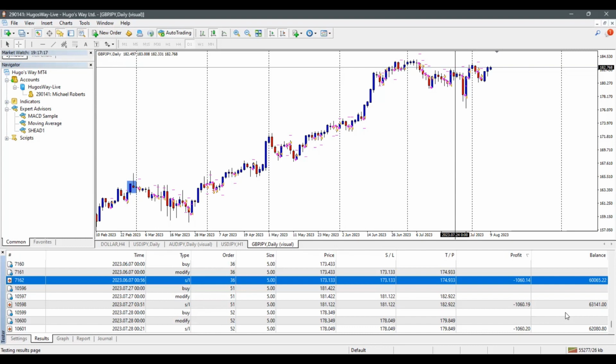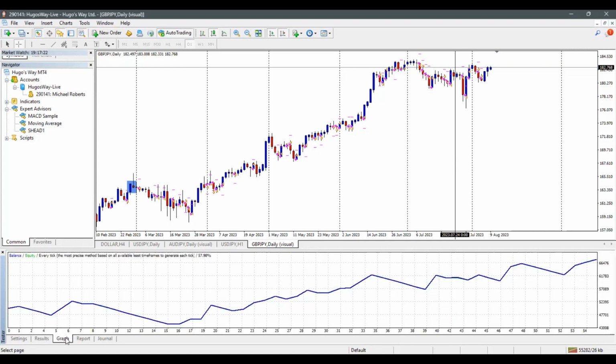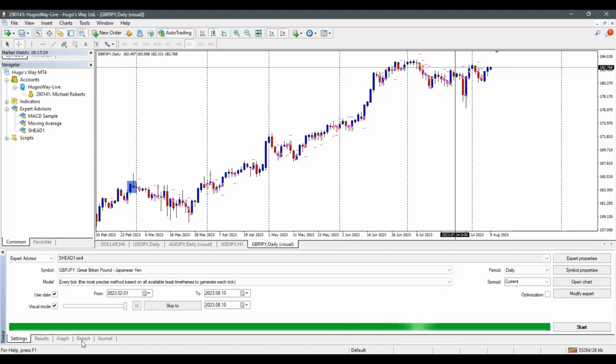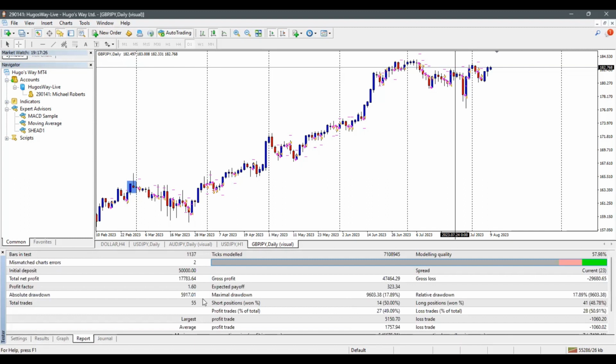Okay, now there are other cool secret features I can't mention that give the robot the edge that it has, but we're just going to leave it there. But anyway, let's look at the results and the report here. So the report says the net profit is 17,783.64. So I'm going to mark this out for you, Ash, to see.